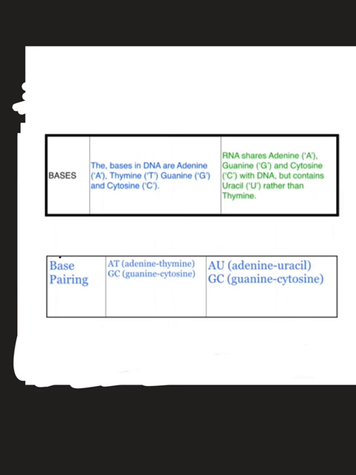Now all these bases form specific pairs. The pairs in DNA are AT and GC. That means adenine pairs with thymine and guanine pairs with cytosine. Since uracil is present in RNA instead of thymine, the base pairing occurs as adenine with uracil and guanine with cytosine.